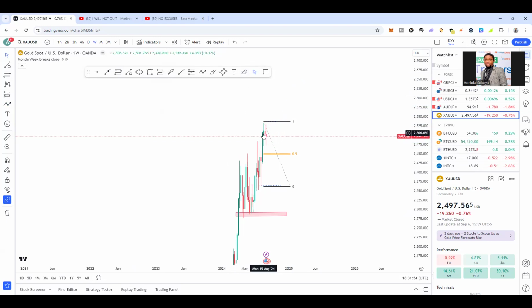Look at this. Three weeks ago, it printed a doji. Two weeks ago, it printed another doji. Last week, this is another doji. So this is a confirmation of us coming down. So you want to keep away from buying gold around this area.